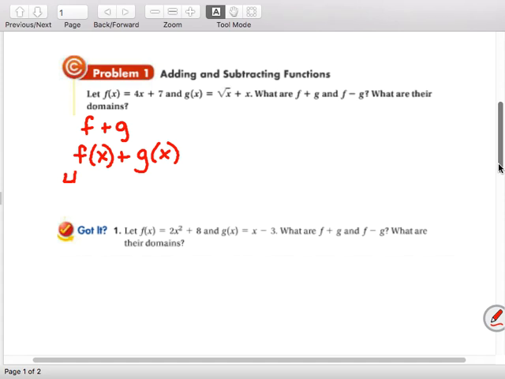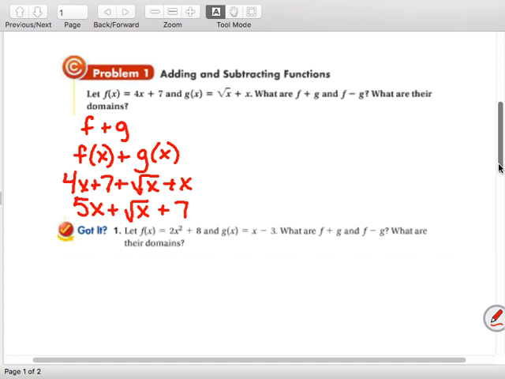Well, f of x is 4x plus 7. g of x is the square root of x plus x. You actually did this in Algebra 1 where you combine like terms. I have 4x plus x, that's 5x. I put a square root of x next and then the constant. So this is f plus g.